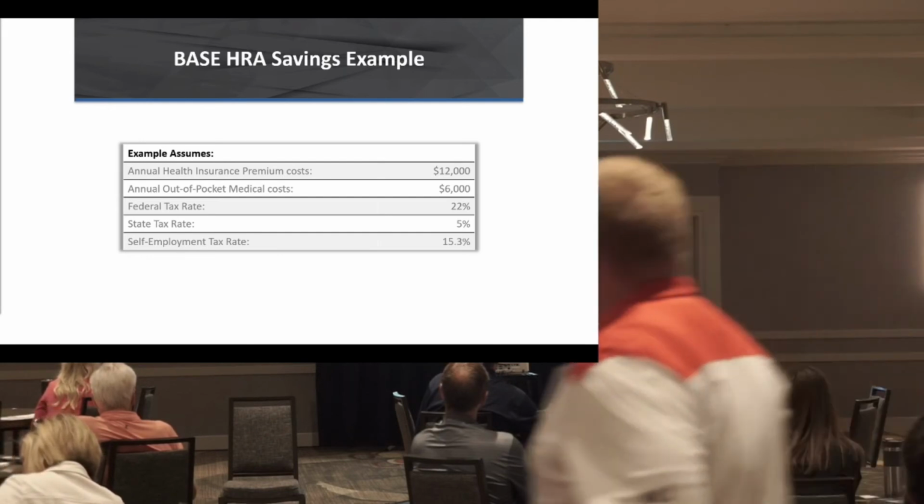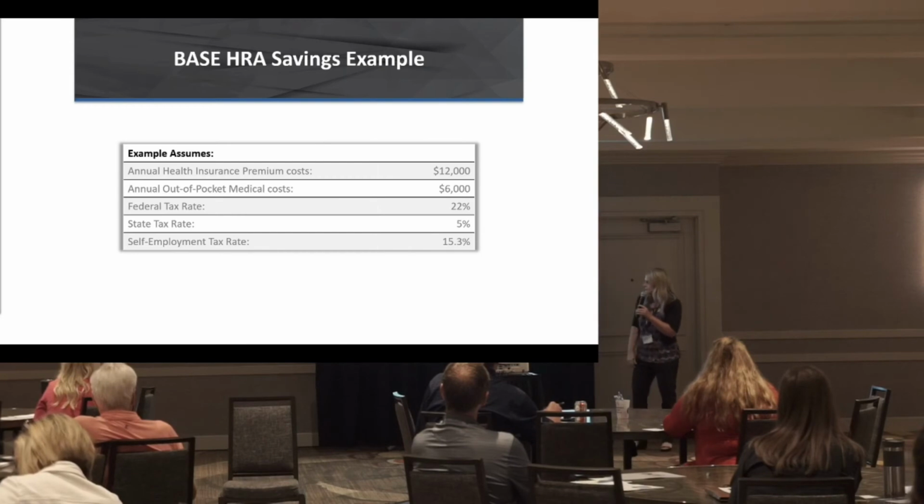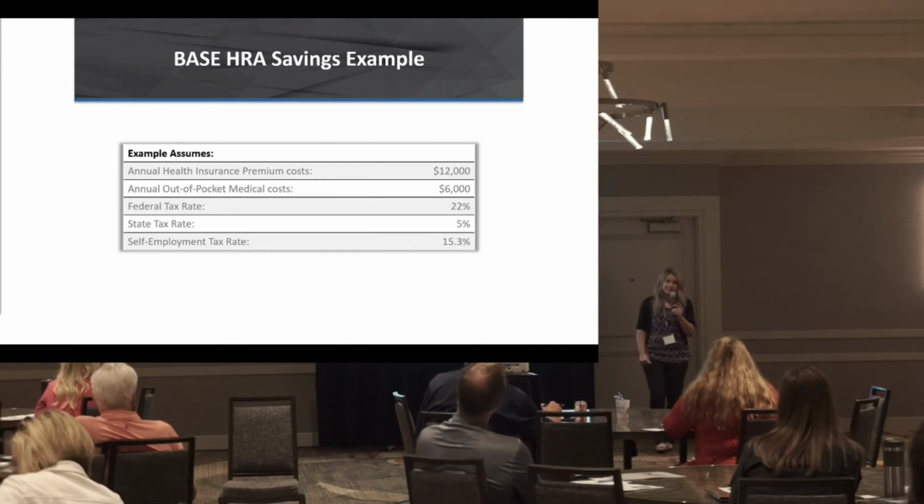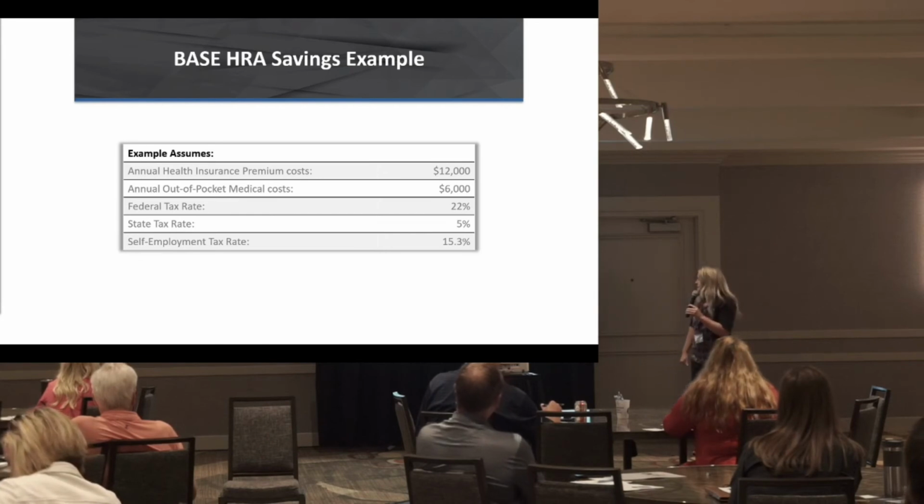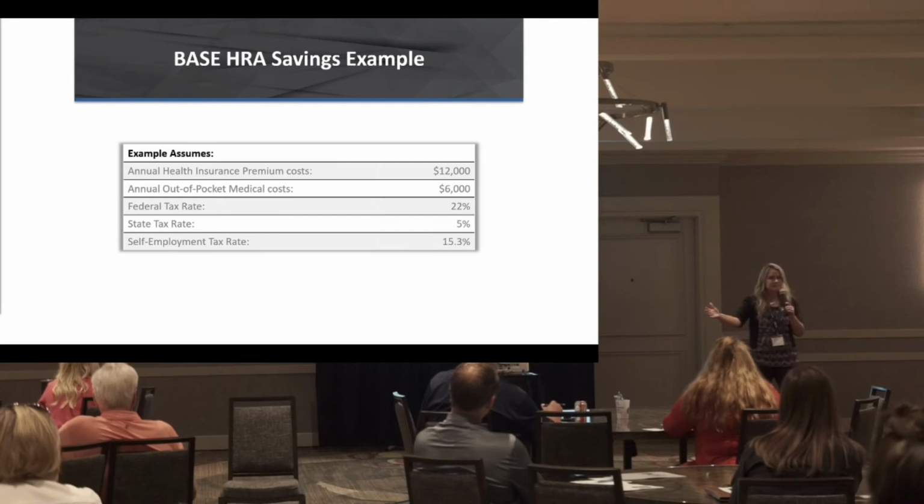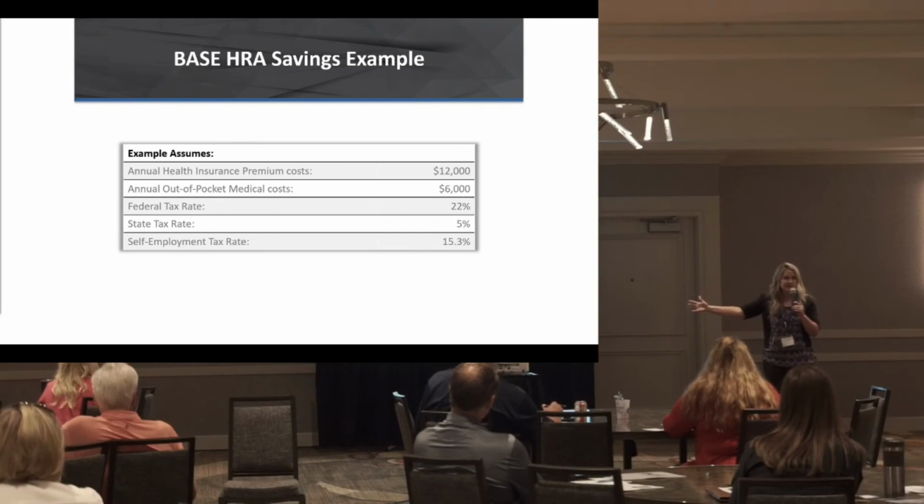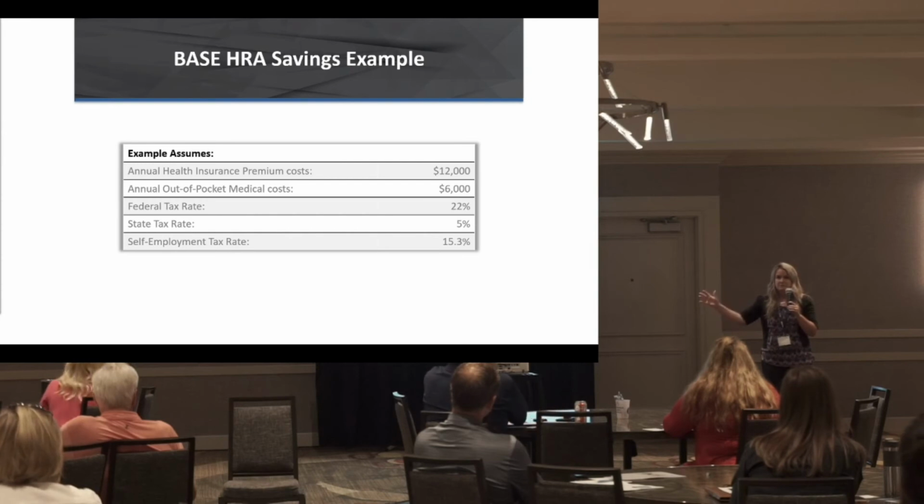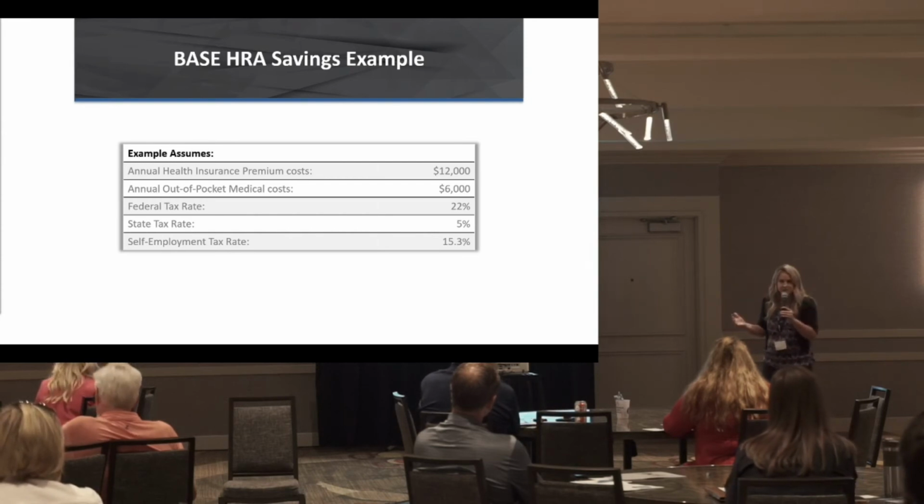Let's say they have premium costs of $12,000 a year and out-of-pocket of $6,000. Now, $6,000 is actually low. Normally, a sole proprietor is going to take their premium and put it on the front page of their taxes, and they're going to save federal and state, just like normal. They're not going to do anything with their out-of-pocket unless it exceeds 10% of their gross income.